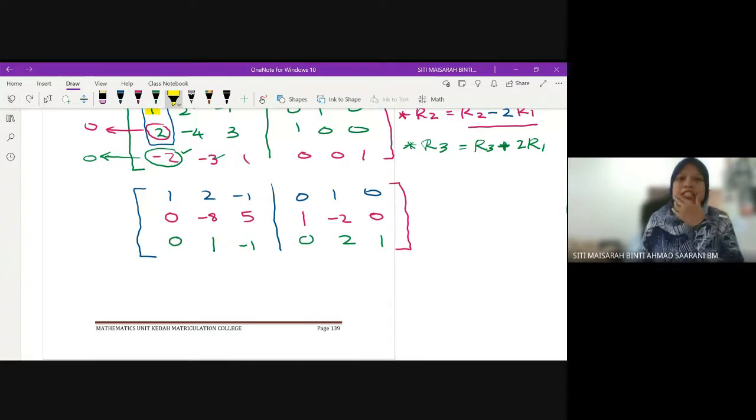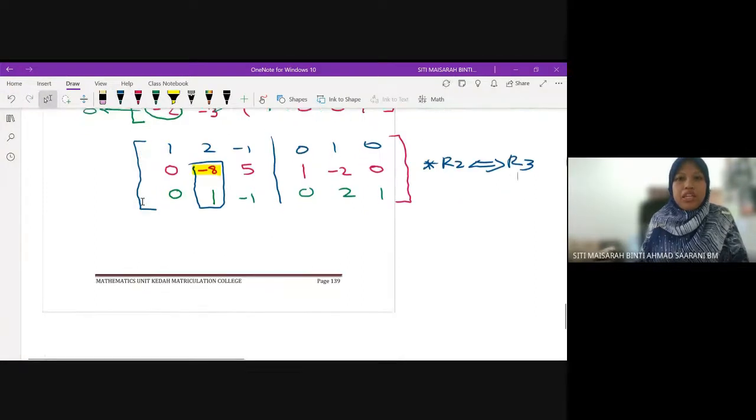Madam rasa since kat sini kalau kita tengok tengah ni, kat sini kita nak jadi satu. So then kita boleh interchange kat sini. We interchange row 2 dengan row 3. Lagi nampak senang. Okay. Kita interchange row 3 dengan row 2.